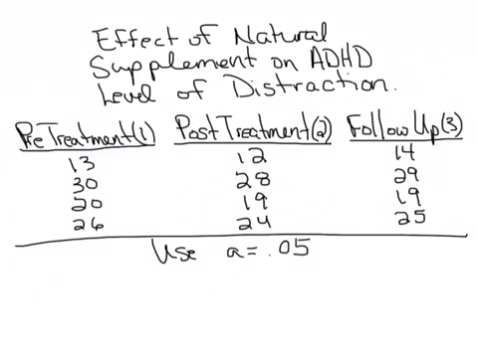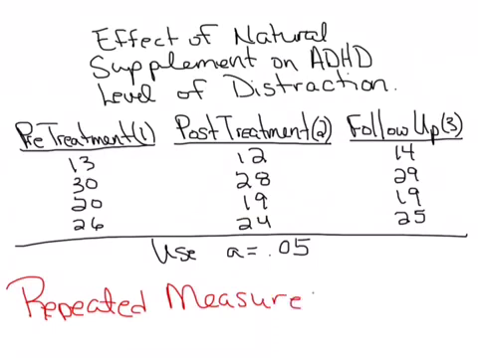As you can see, we're going to use alpha 0.05, and because these are the same people in each of these conditions, we're going to be using a repeated measures ANOVA. The key to knowing when to use that repeated measures ANOVA is the fact that they're the same people in each of the groups, and we have more than 2 groups. Otherwise, we would use a repeated t-test.